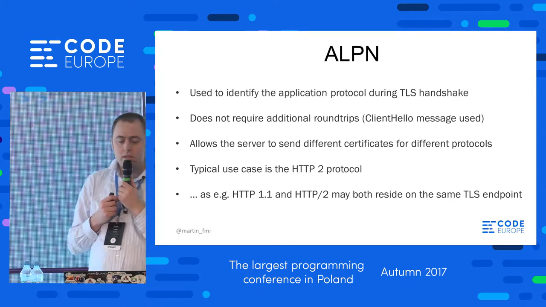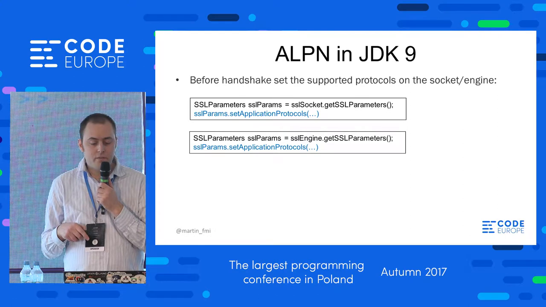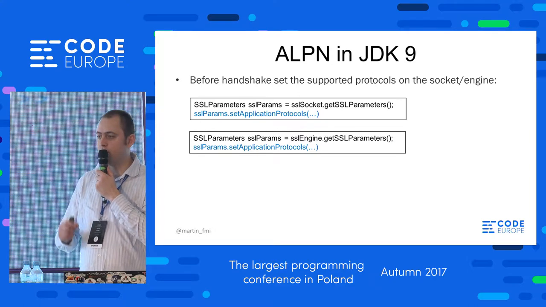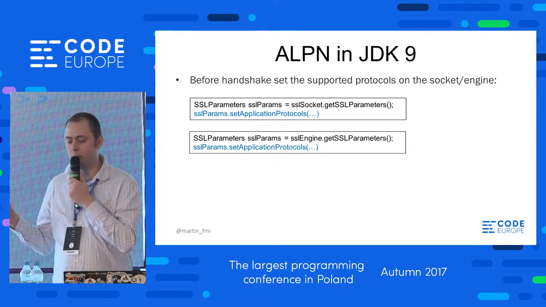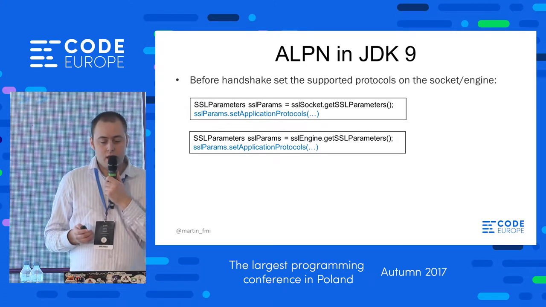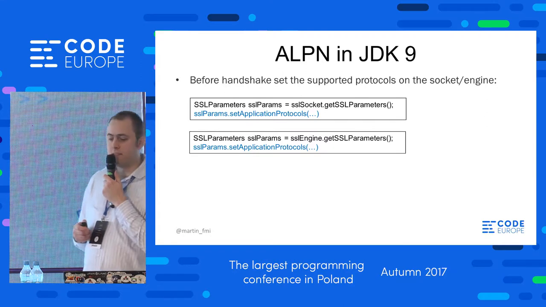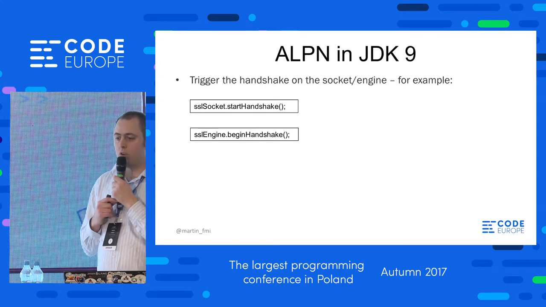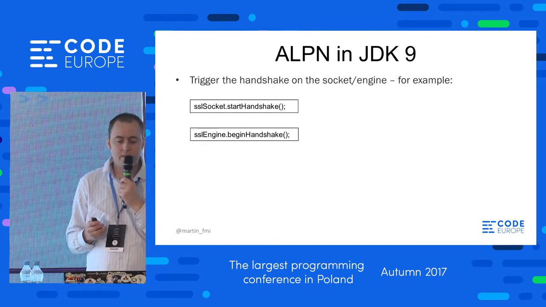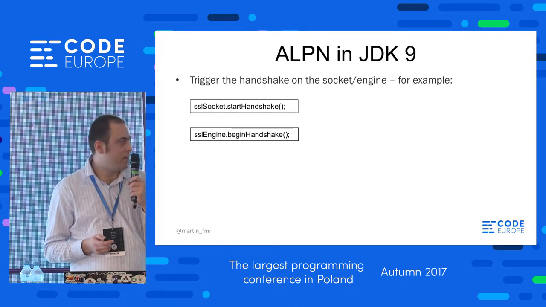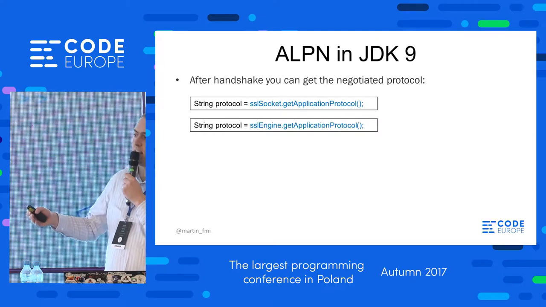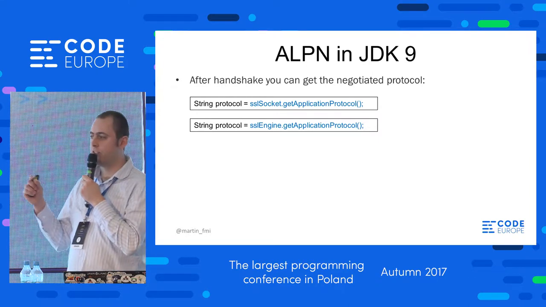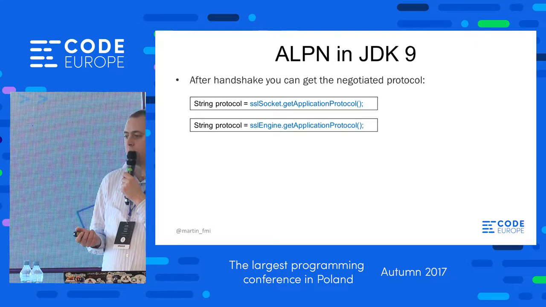In order to enable ALPN in JDK 9, first you need to call the setApplicationProtocols method, which just accepts an array of strings that specify the names of the protocols supported by either the client or the server. Then you need to trigger, of course, the handshake process. You might trigger it by explicitly calling startHandshake or beginHandshake on SSL engine, or you can use the read or write methods to trigger the handshake. And then if you want to get the concrete application protocol that's been negotiated after the TLS handshake, you can call the getApplicationProtocol method from the client or server SSL socket. This will return a string that identifies the negotiated application protocol between the parties.